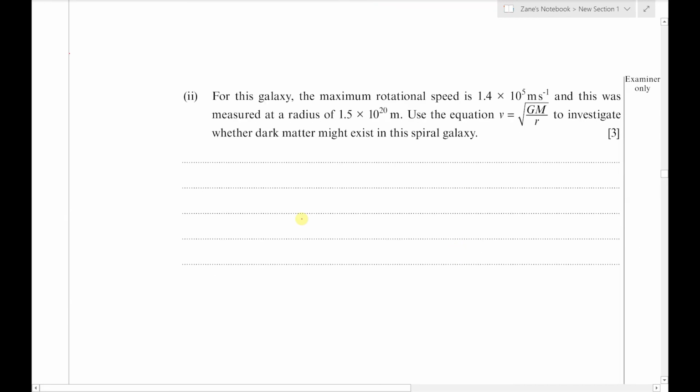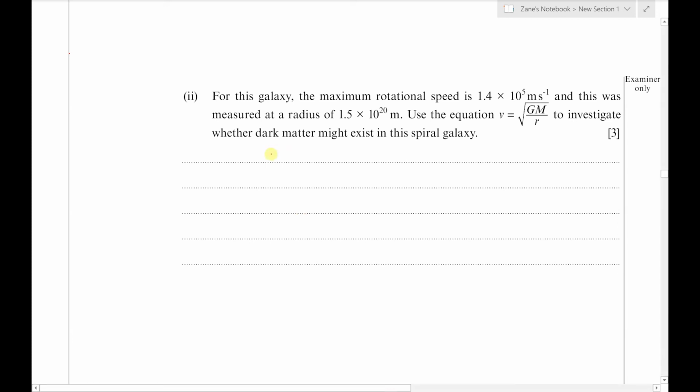For the last part of the question, we're told that for this galaxy, that maximum rotational speed of 1.4 times 10 to the 5 meters per second was measured at a radius of 1.5 times 10 to the 20 meters. And we've got to use the equation that we've just derived to investigate whether dark matter might exist in this spiral galaxy. There's sort of four things we could do here. We could work out the speed, what it should be given the mass from the previous part of the question, or we could work out the radius of the orbit that would go with that speed for the mass given in the previous part of the question. We could even work out the value for the gravitational constant with the data given and see whether or not it agrees with the standard value. But I think the most logical thing to do here is actually find the mass of this galaxy.